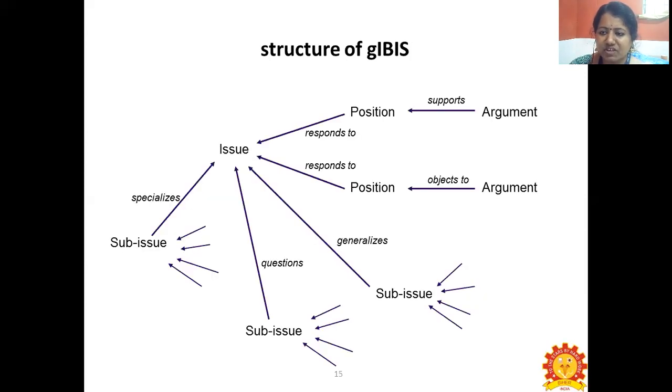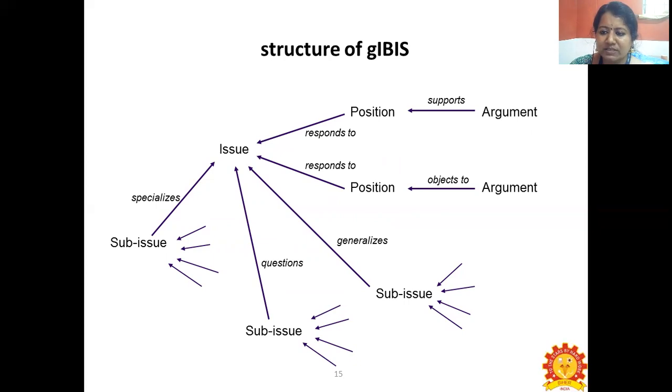Next, this is the structure of gIBIS. Here we'll have an issue, which mainly focuses on the positions and the sub-issues. First, we'll have an argument, which supports the positions, and the position responds to the issue. Next, the argument can object to the position, and again it will respond to the issues.